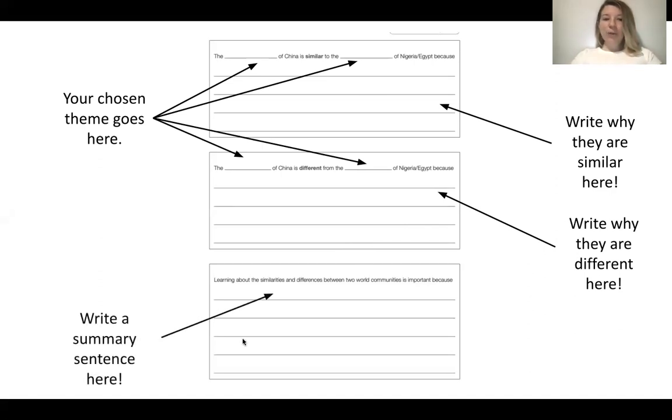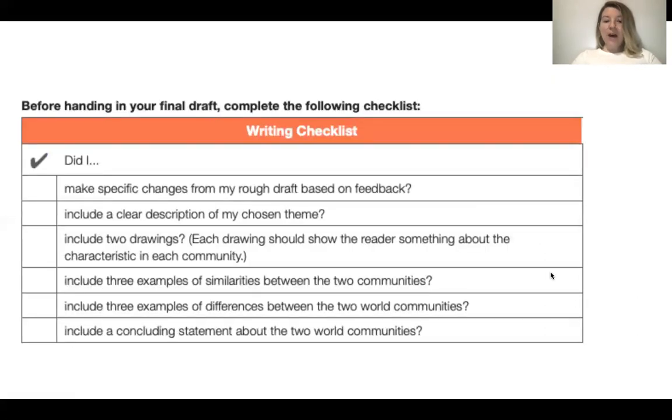Last but not least, you are writing a summary sentence here. Learning about the similarities and differences between 2 world communities is important because, write about why it's important. All right, now let's take a look at this checklist. This is going to be really helpful in getting feedback so that you can revise before you hand in your final draft.